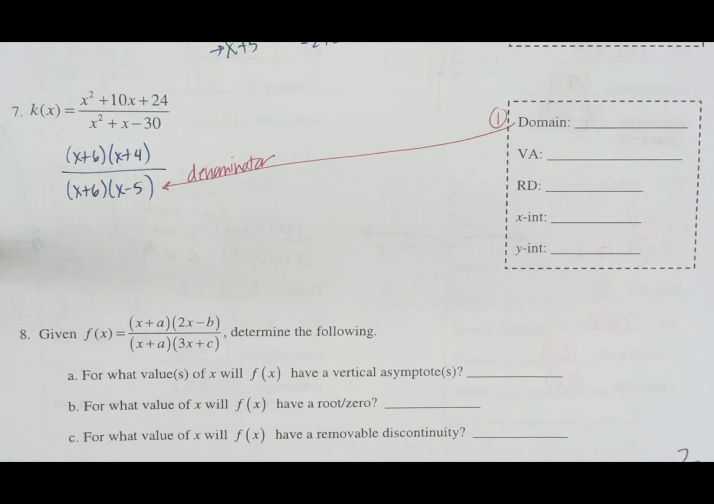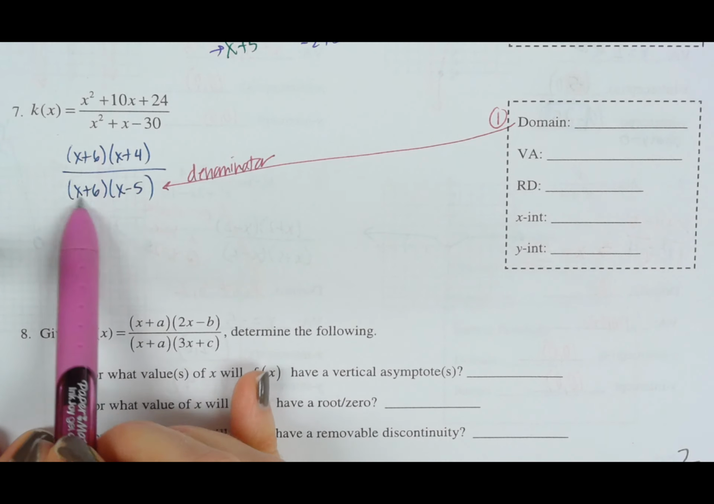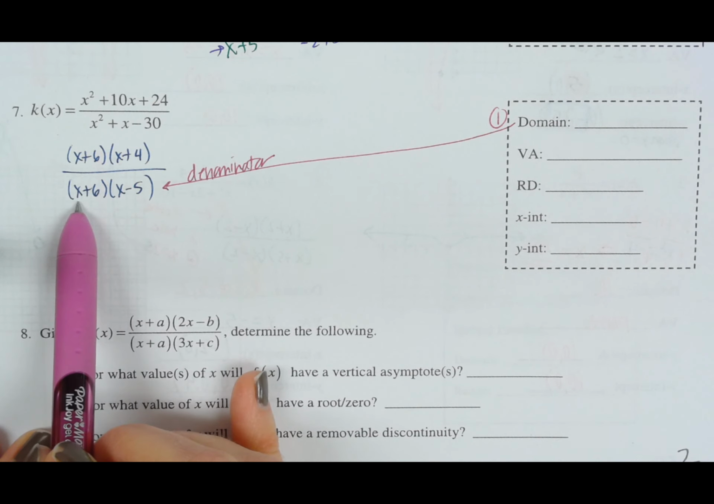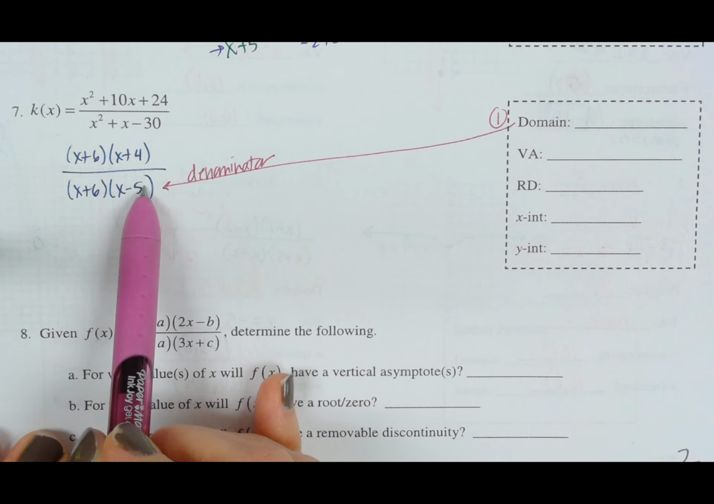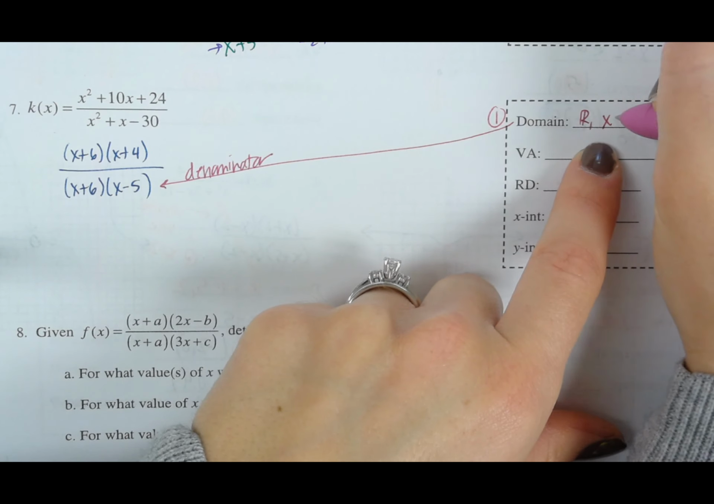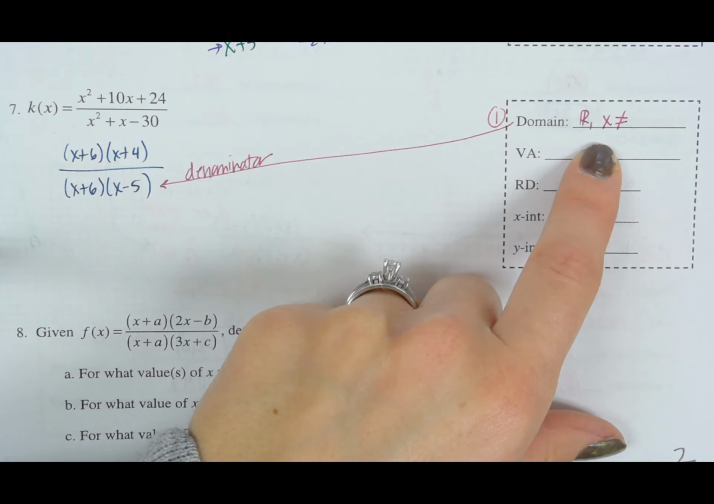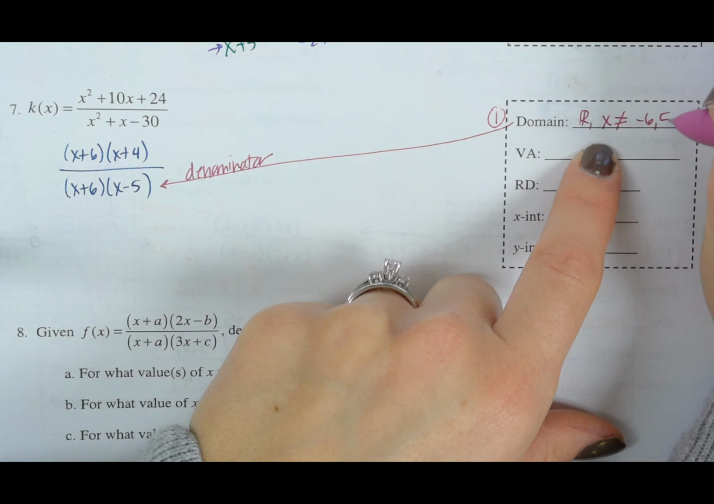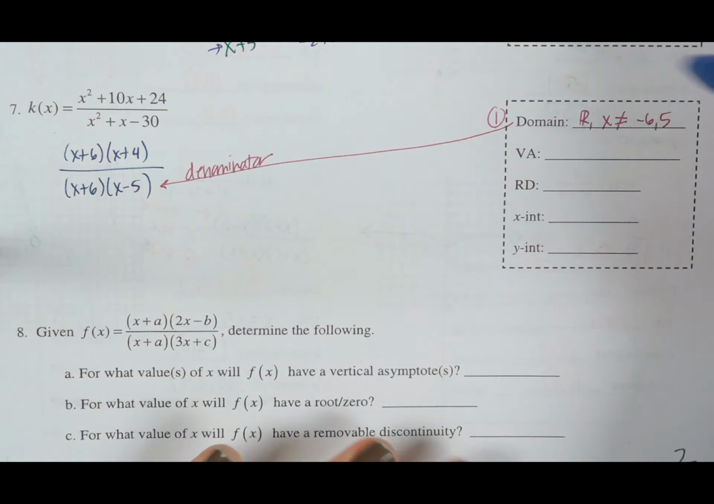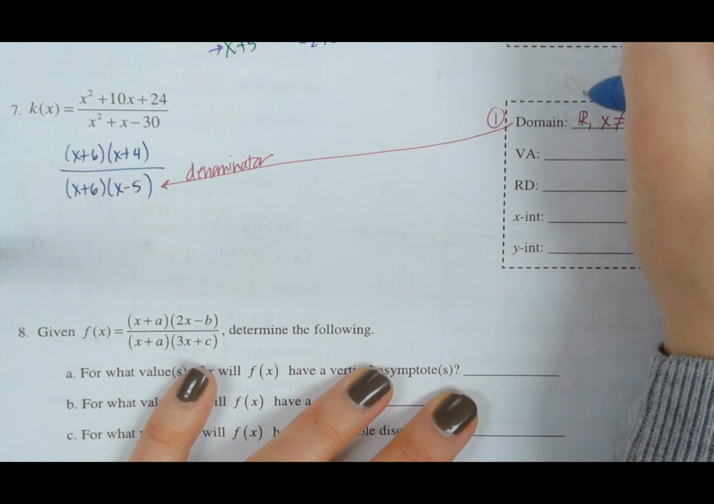It's a lot easier to do this in factored form because what would make this set of parentheses turn into a 0 if x were negative 6 and 5? All right, so you're going to say all real numbers, x can't equal negative 6, comma 5. The opposite, yeah. All right, and then I'm going to add a note here.